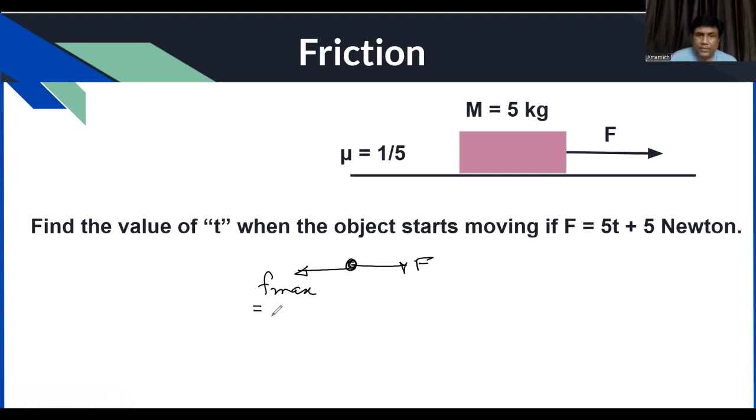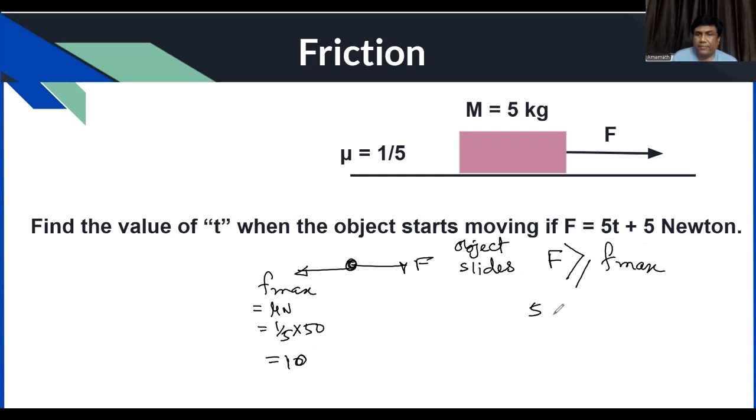So F max value is what? It is mu into N. Mu is 1 upon 5, N is 50. So it is 10. Maximum opposition possible is up to 10 only. So when F is greater than or equal to F max, then the object slides.